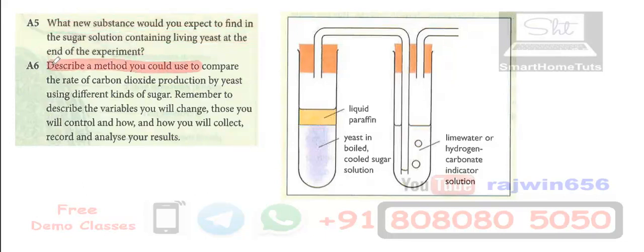Describe a method you could use to compare the rate of carbon dioxide production by yeast using different kinds of sugar. Remember to describe all the variables you will change, those you will control, and how you will collect, record, and analyse. Obviously, we are supposed to get the rate of carbon dioxide formed. So what kind of apparatus can we use?